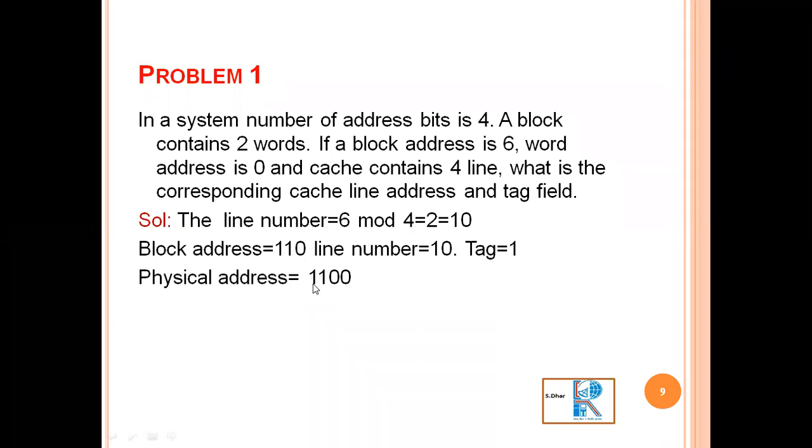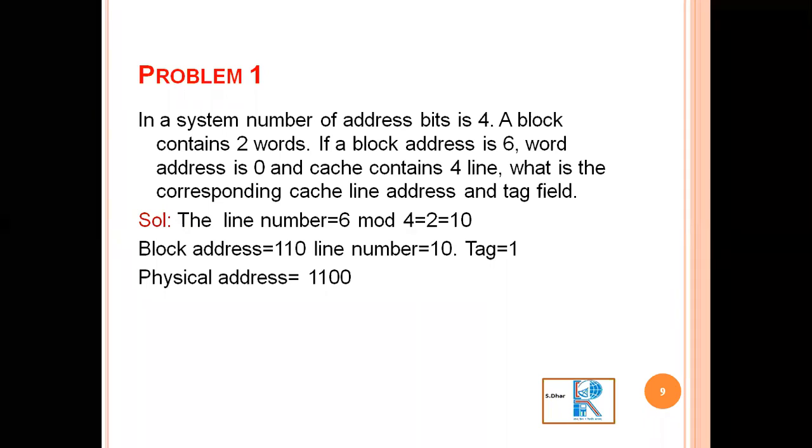Again, this block address is divided into 10 as a line address. 10 is the line address, and the left hand upper bit tag field is the 1. So this is the division in the direct mapping. Clear? Now there is a disadvantage in the direct mapping. What is the disadvantage?